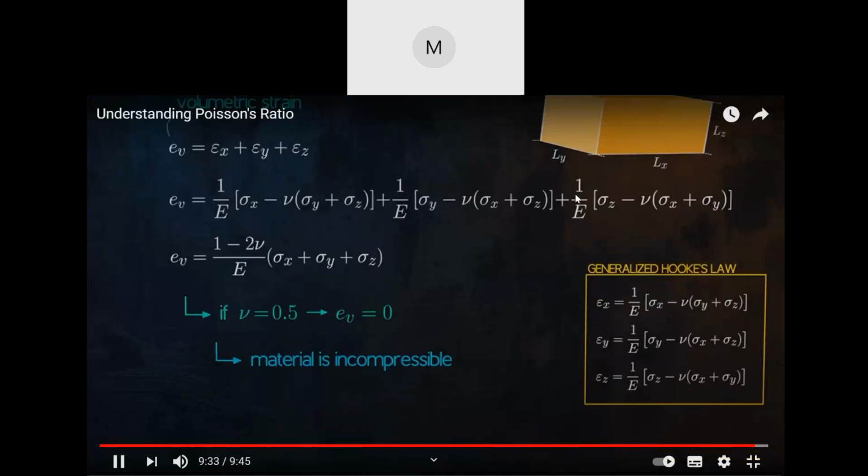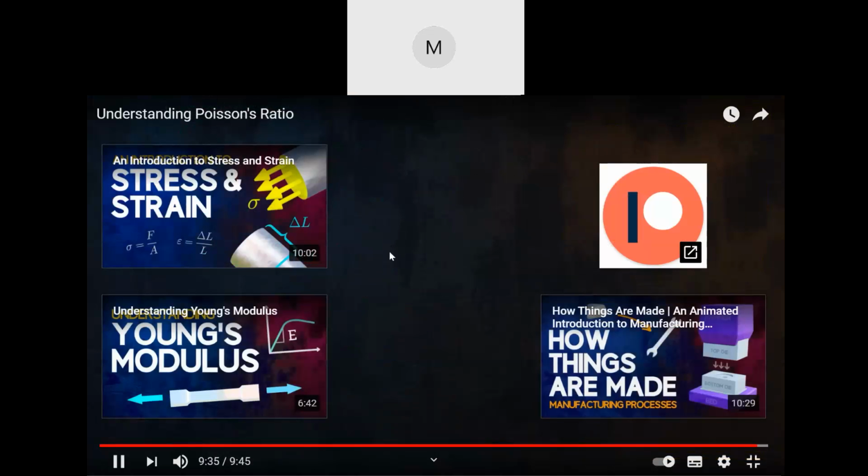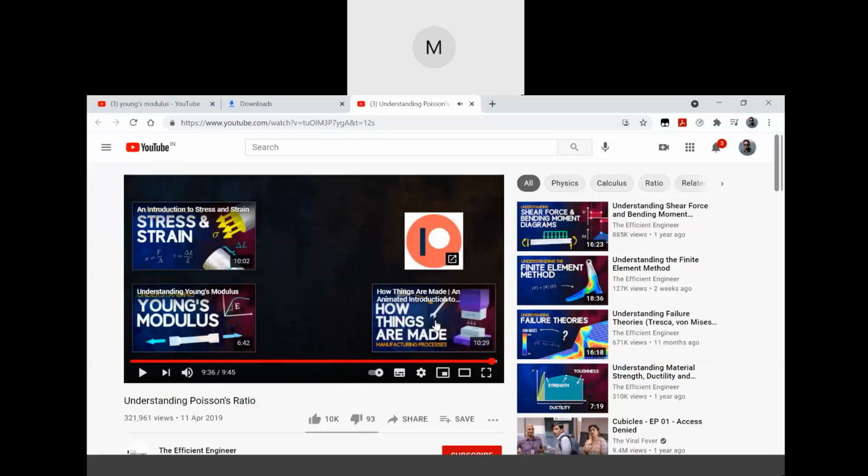And that's it. We've reached the end of our review of Poisson's ratio. I hope the concept of Poisson's ratio is now clear for everyone.